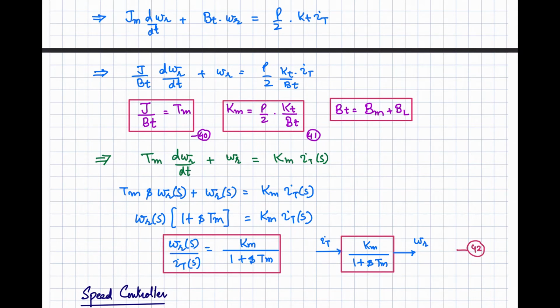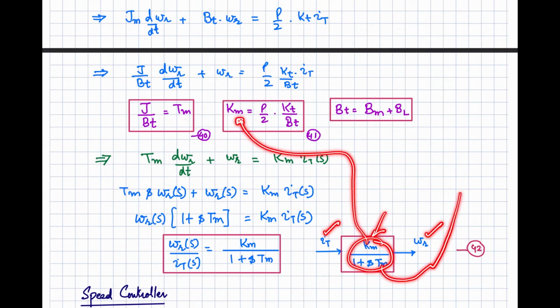So we can say that if we give the current as an input, it is going to give you the speed as an output. So how are they related? They are related by this transfer function. And what is this Km? This Km is given by this equation. And what is this Tm? Tm is given by this equation.